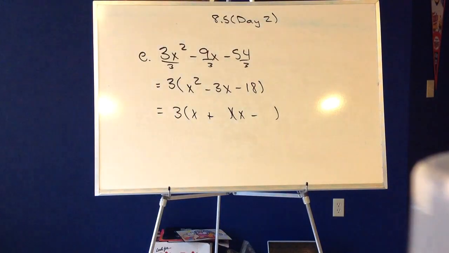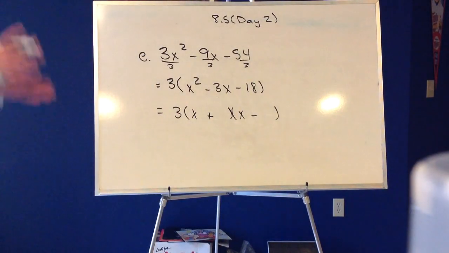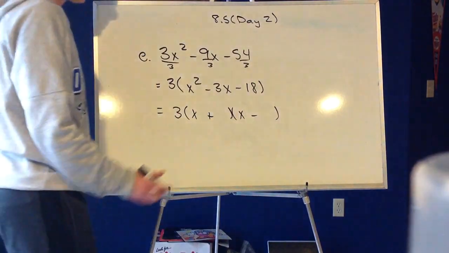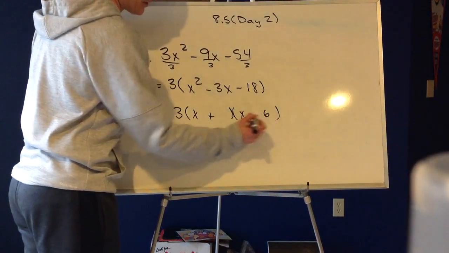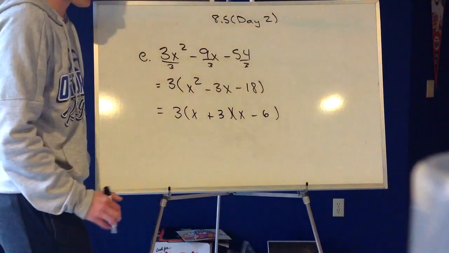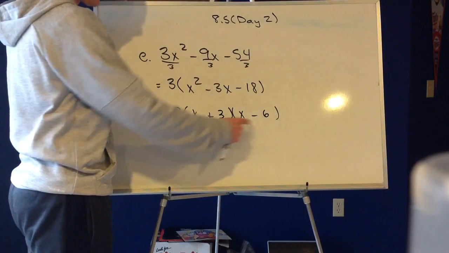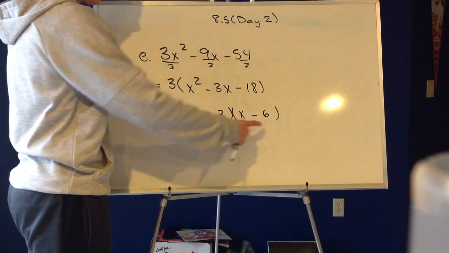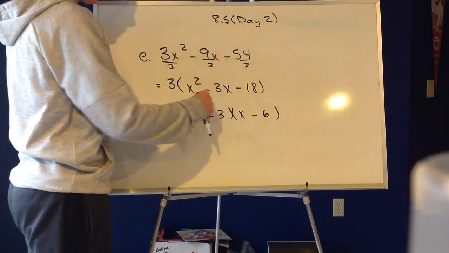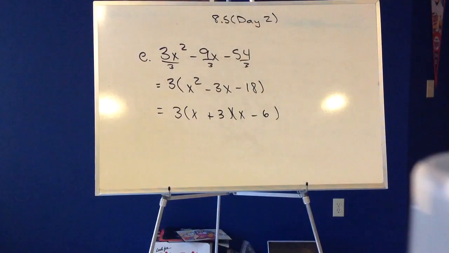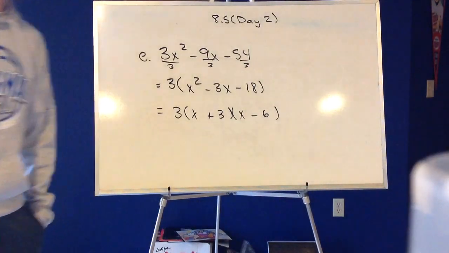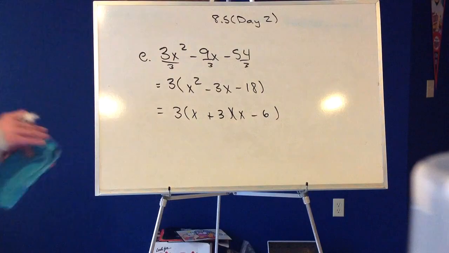So again, that means we have to think of factors that have one of each sign. In this case, it would end up being a negative 6 and a positive 3. If I multiply those, I get negative 18. If I add those, I get negative 3. So that would be the correctly factored form, again keeping that GCF there.